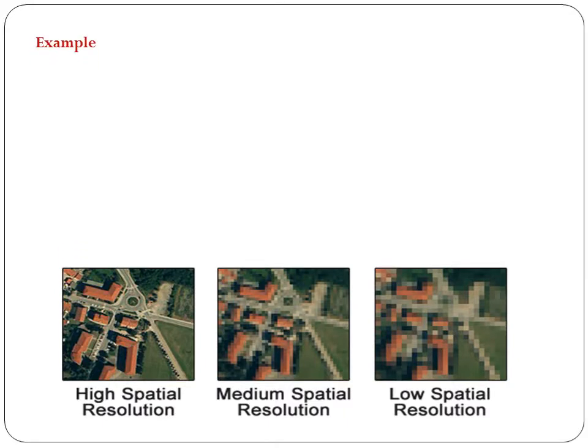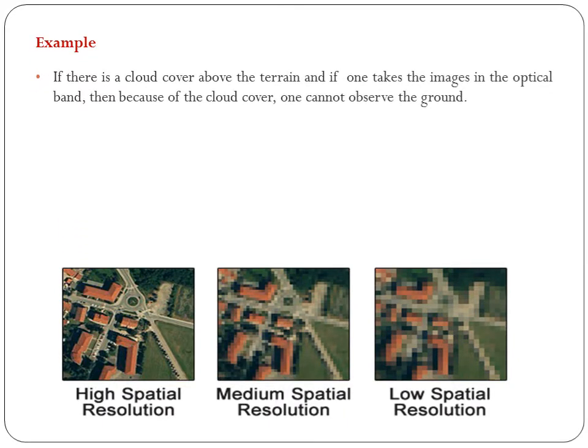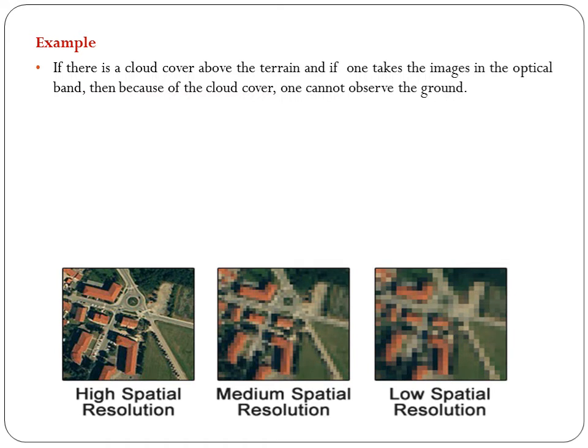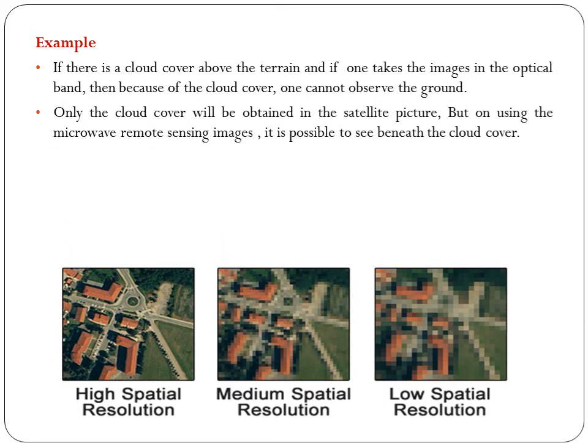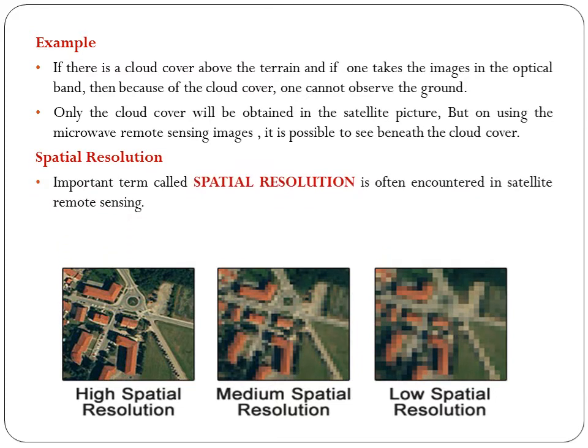An example of this is where there is a cloud cover above the terrain and one wants to take the images in the optical band. Because of the cloud cover, one cannot observe the ground. Only the cloud cover will be obtained in the satellite picture, but by using microwave remote sensing images, it is possible to see beneath the cloud cover. So, these are three diagrams or three images on spatial resolution.